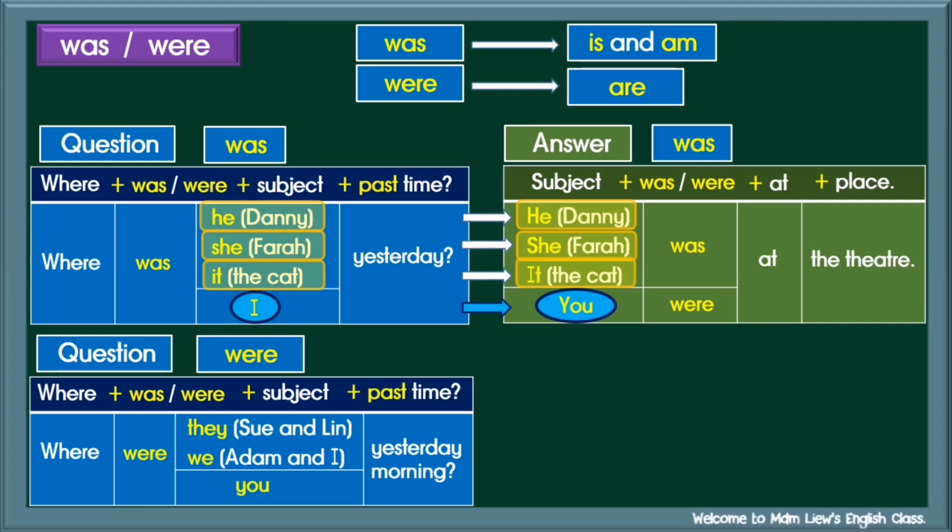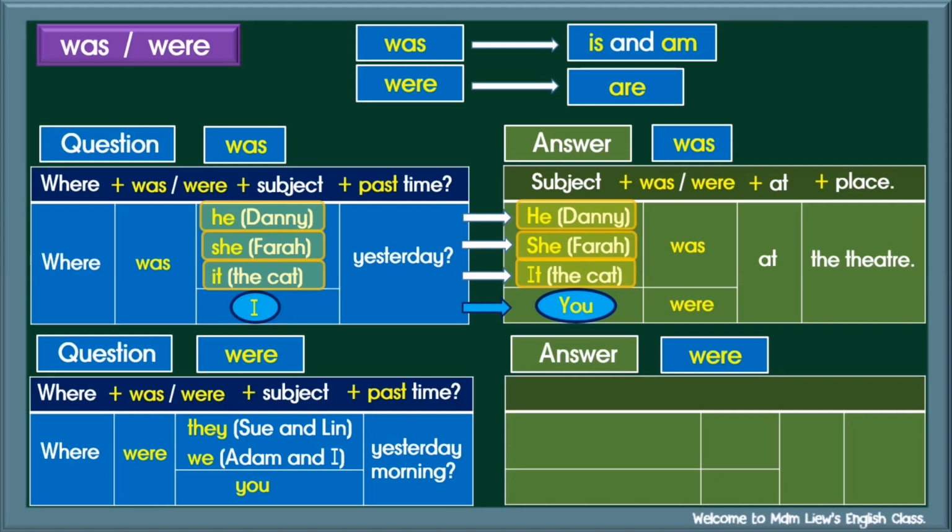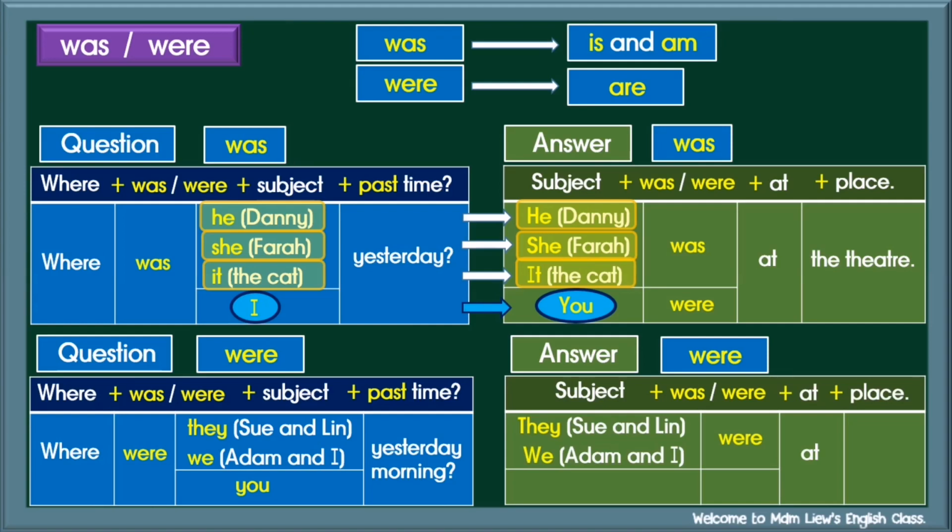Now, let's look at the answer with the be verb were. Let's look at the answer structure. Begin your answer with the subject. Let's look at the plural subjects, they and we, followed by the be verb was or were. Remember, for plural subjects, they and we, you need to use were, followed by the preposition at, and then the place. Example: home, and the full stop.